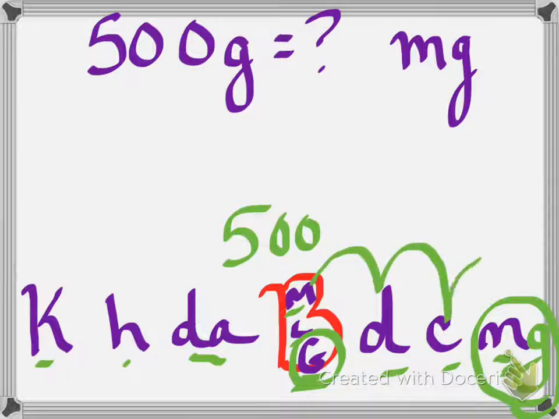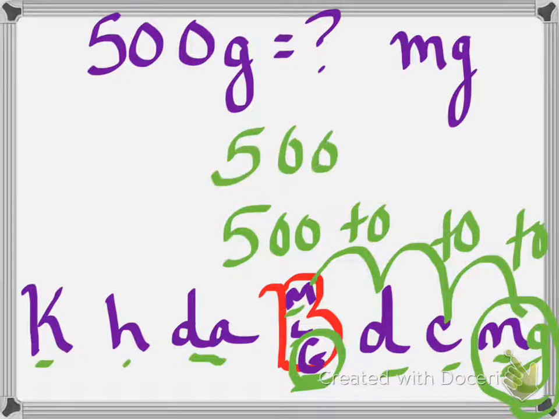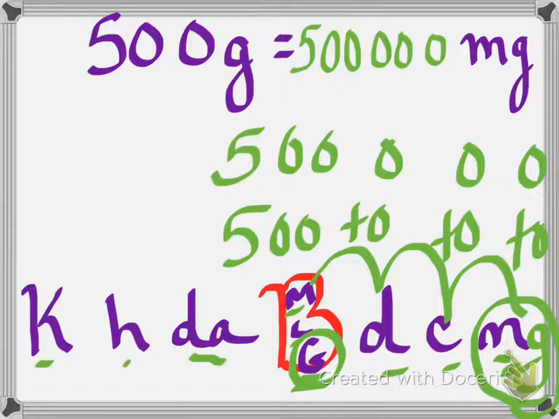1, 2, 3 bubbles. We're going to the right, so we're adding a 0, add another 0, and add that third 0. Then we copy it over, and we just say 5, 0, 0, 0, 0, 0. There you go. And we copy it again to make sure it's all nice and neat. And our answer is 500 grams equals 500,000 milligrams. See how easy that is? Just have to remember to follow those steps.